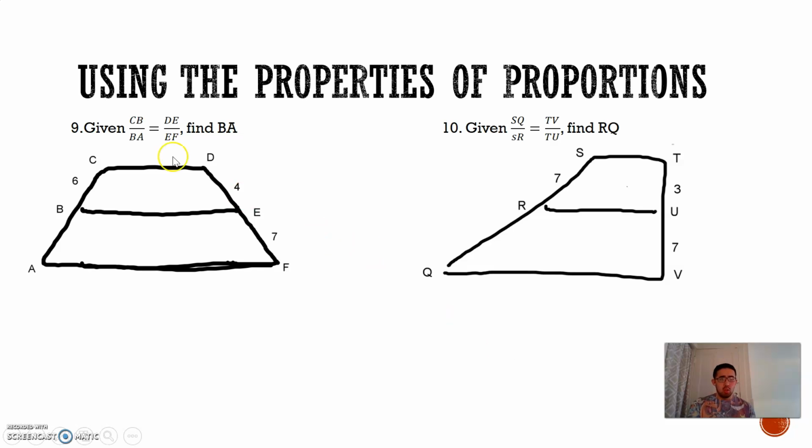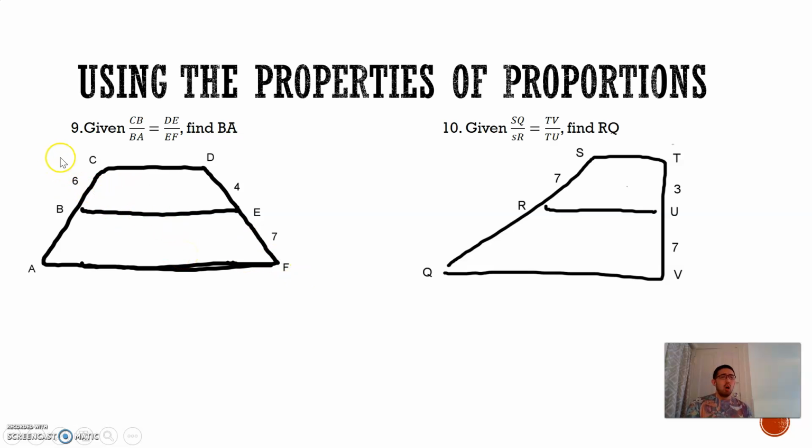All right. So here, using the properties of proportions, okay, these are two different figures. These are two different quadrilaterals, okay? Most likely they should be trapezoids, even though it's not clear. But I think that's what they're supposed to be.